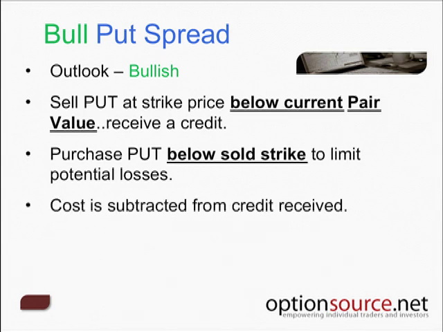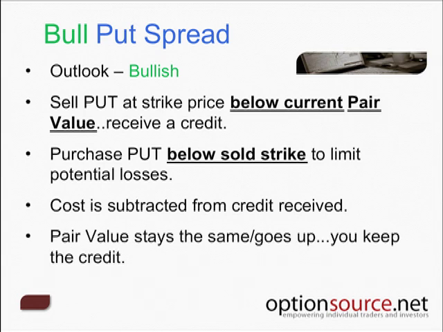and we're going to receive a credit. Then we're going to purchase a put option below the sold strike, which limits our potential losses. The cost of that purchased put option is subtracted from the credit received, and the net result is how much profit we make if the contract expires worthless. So as long as the pair value stays the same or goes up and stays above that written strike price, we collect our profit.